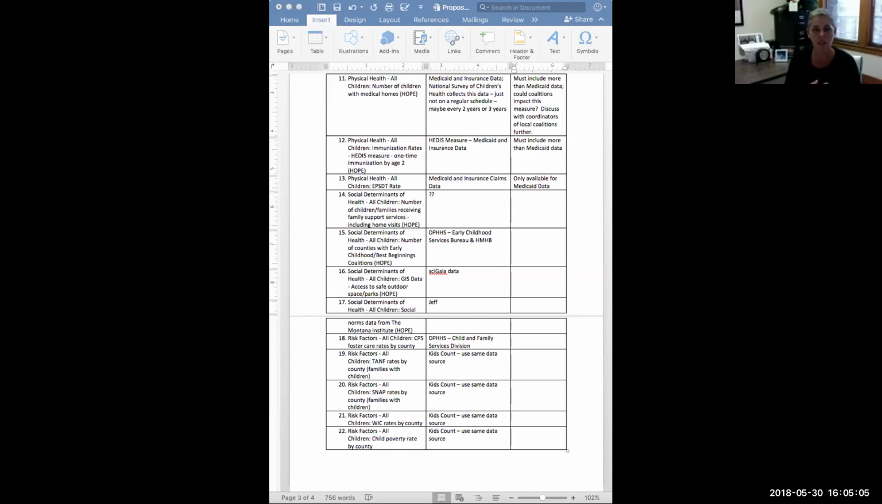Number 15 was the number of counties with early childhood or best beginning coalitions. This was one we had seen on another state's dashboard. Then number 16, Gary could speak to, and I know Kristen, when she was on our last call, had talked about using this GIS data in particular to see if children have access to parks or outdoor spaces to play. Number 17 is something we'd have to ask Jeff Linkenbach to speak more to, but he has a survey that collects social norms information about positive social norms related to parenting. So those are our current list on social determinants of health.